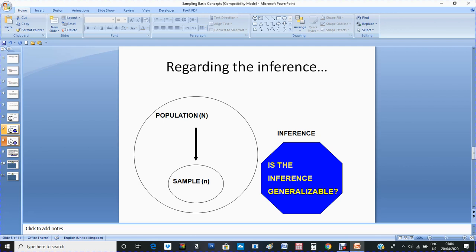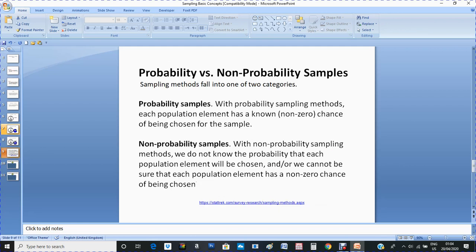Okay, how can I select my sample? Well, there are many techniques or methods. Let's have a closer look at the types of sampling. Now we have probability versus non-probability samples. We can say that sampling methods fall into one of two categories. The first category is probability samples.